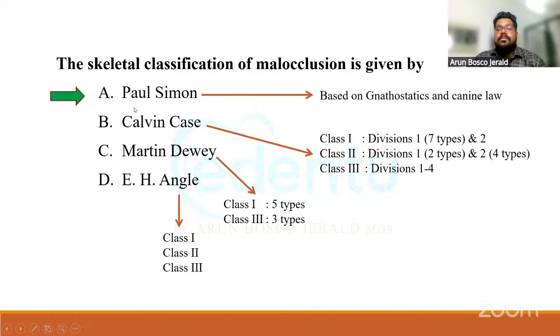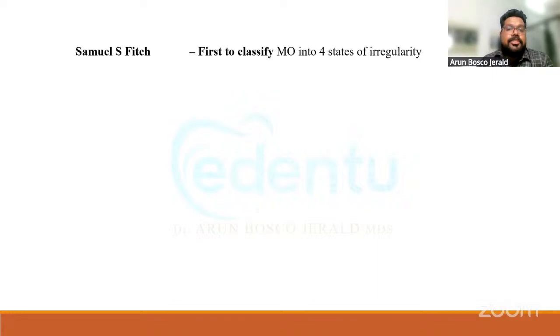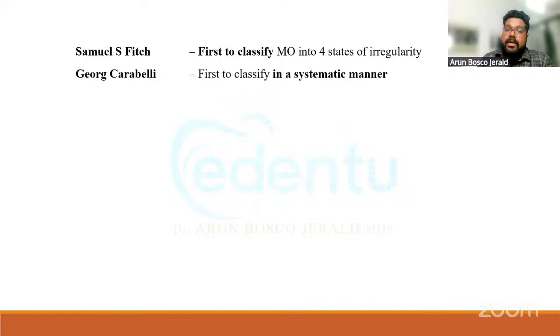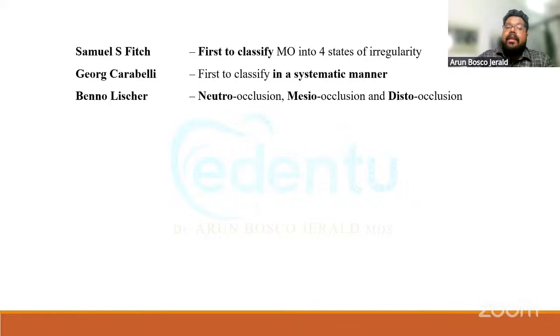Now I have to add some knowledge about different classifications and different classification techniques. Please go through this. So the first thing is Samuel S. Fish. He is the first to classify malocclusion into 4 states of irregularity. He's the first one to classify the malocclusion for the first time. And George Carabelli, he's the first to classify in a systematic manner. Then Benno Lischer, you know this classification: neutroclusion, mesioclusion, distoclusion.